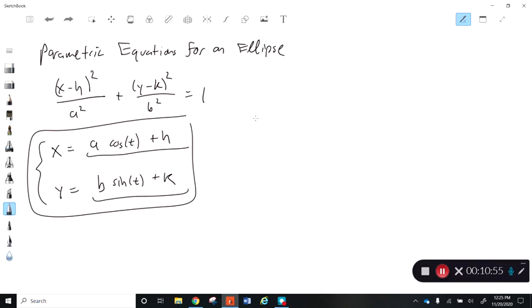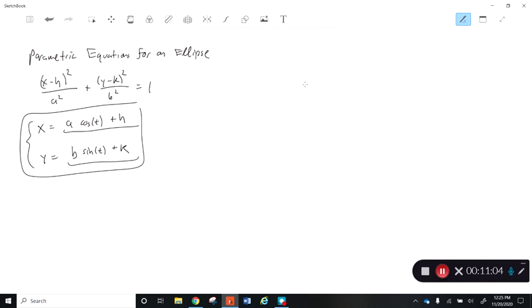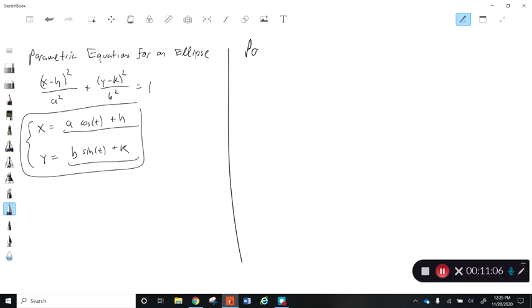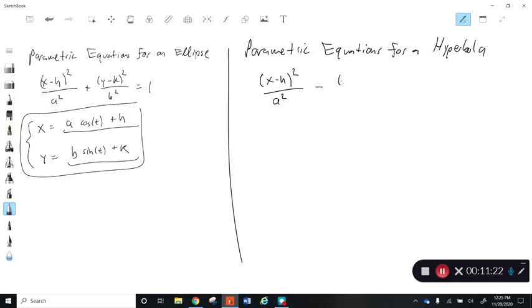Now, what would you do if you wanted to describe, instead of an ellipse, a hyperbola? Let's write down what it looks like for a hyperbola. We want parametric equations for a hyperbola. Well, first of all, the equation of a hyperbola is like (x minus h) squared over a squared minus (y minus k) squared over b squared equals 1. All I have to do is change that plus to a minus.